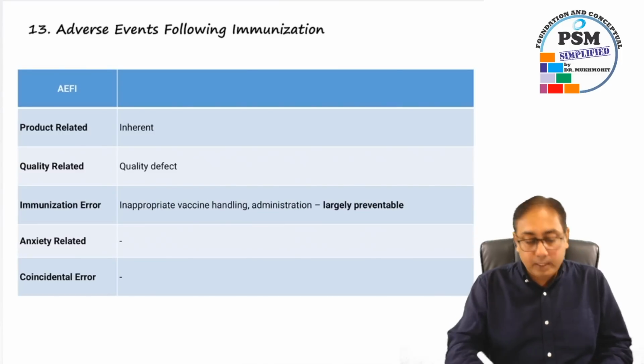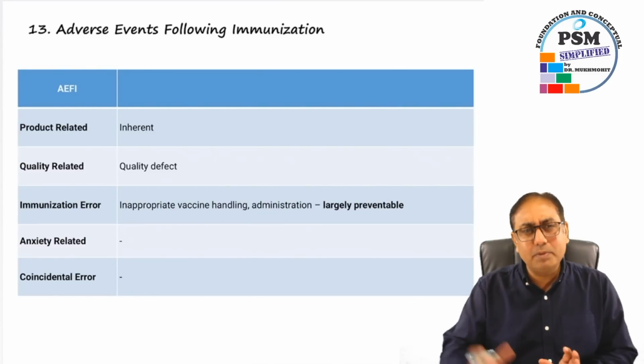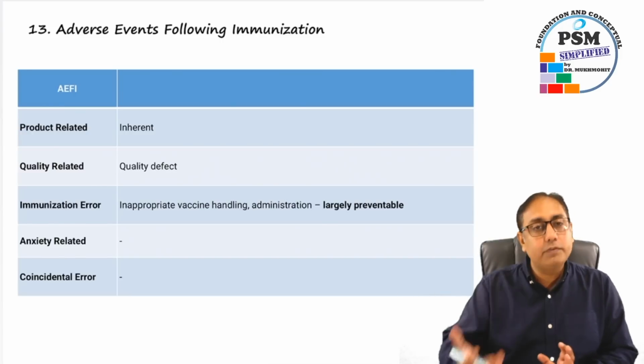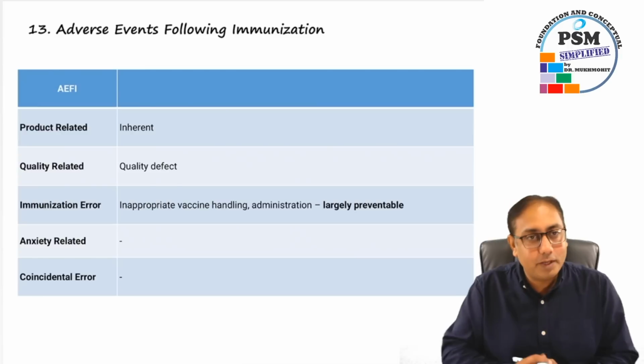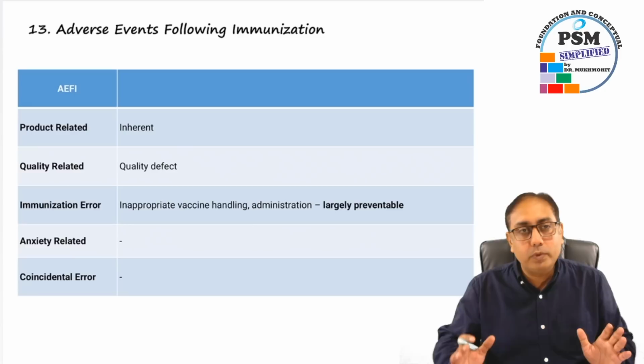Point number 13, make sure that you put a tick mark on adverse events. It's a very simple topic, just 5 points for you to remember. How many types of AEFI do we know? AEFI, that is adverse events following immunization: product related, quality related, immunization error related, anxiety related, or coincidental.